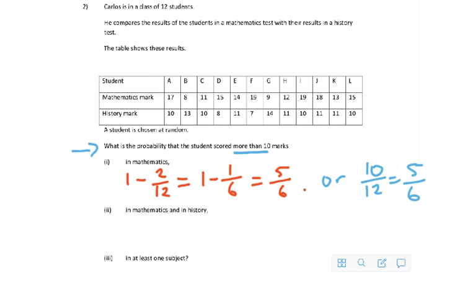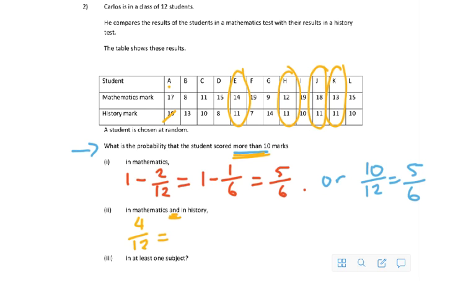Okay, so in the next question, mathematics and history, and is the important word. So in both, will we count student A? No, because we're interested in more than 10 marks. So we can see that C is also not counted. We can see E, where else? H, J, and K. So we can see that there are 4 out of the 12.